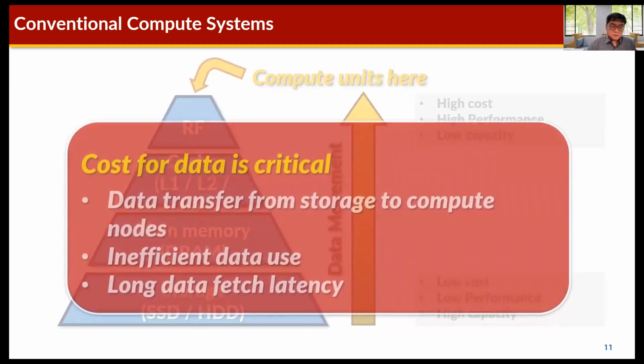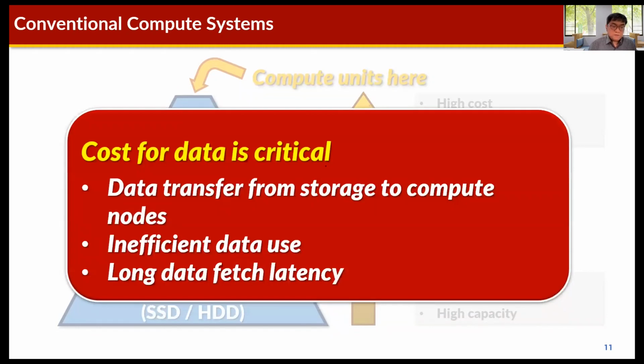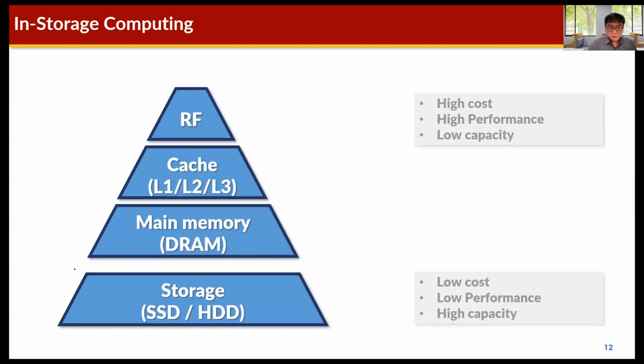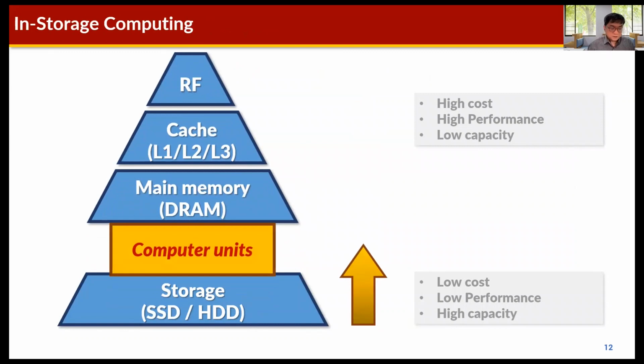So the cost for data movement is very critical for big data applications. Because of these issues, in order to handle this very high data movement cost, we can apply near-data processing. This near-data processing for storage systems is called in-storage computing, or ISC, because the computing units are located between storage and main memory.